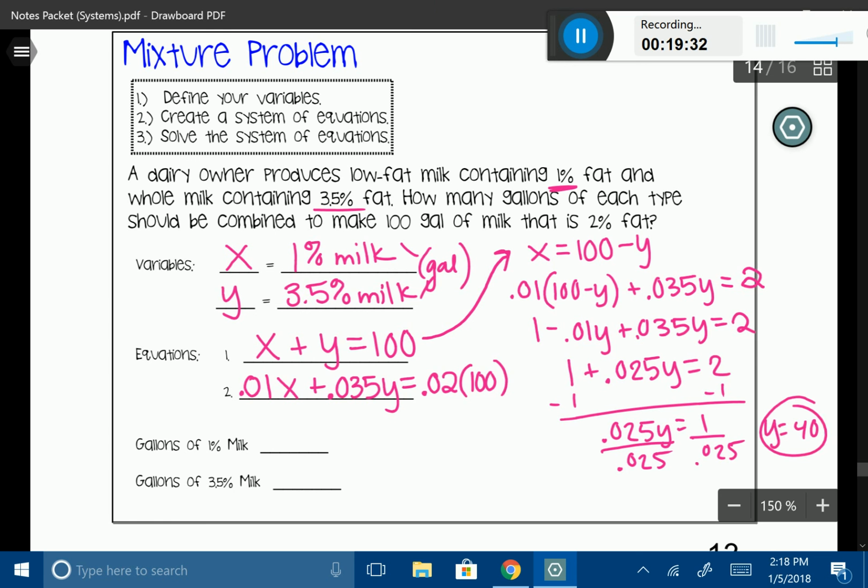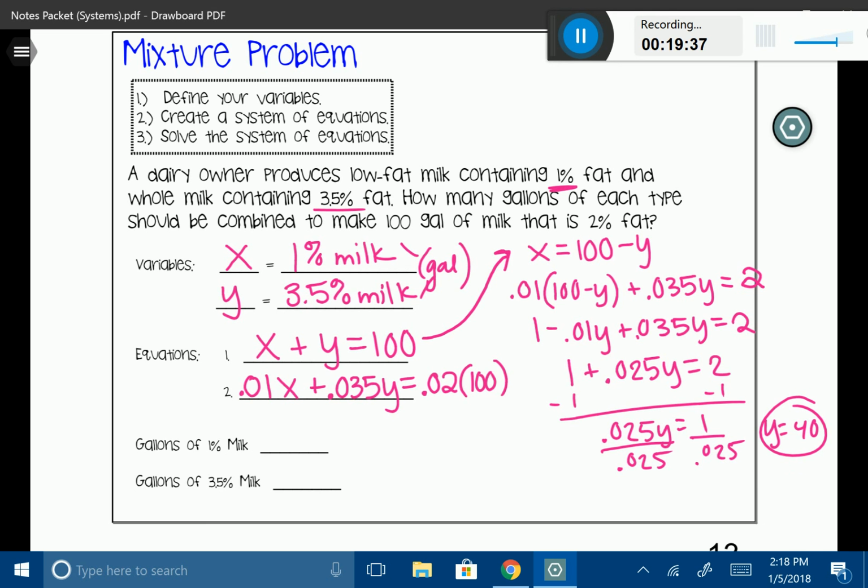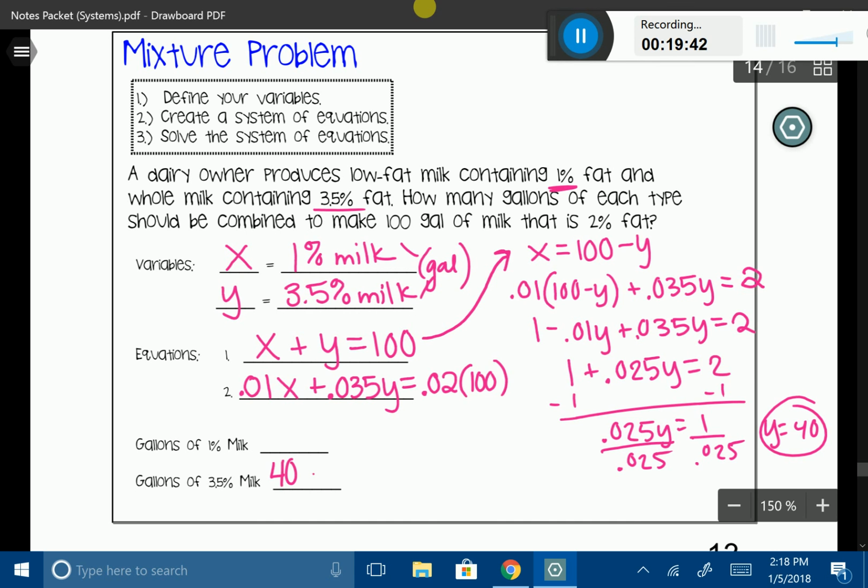Okay, 40. Well, what does Y mean? Y is 3.5% milk, and so that's going to be 40 gallons of 3.5% milk. Now I need to figure out how many gallons of 1%. Well, let's substitute that Y into my first equation. So X plus 40 is going to be 100. Sorry, that looks like a 6. 100. Subtract my 40. And that's going to give me my X equals 60. So I'm going to have 60 gallons of my 1%.